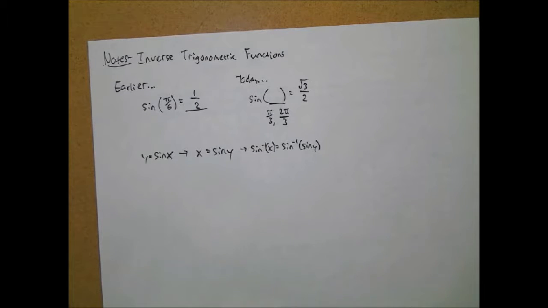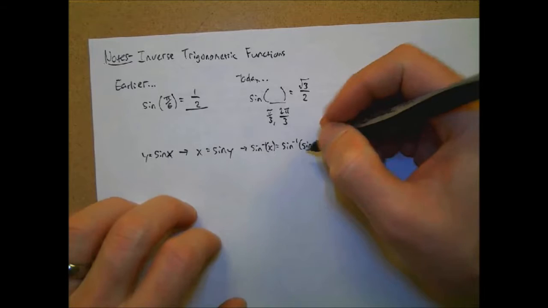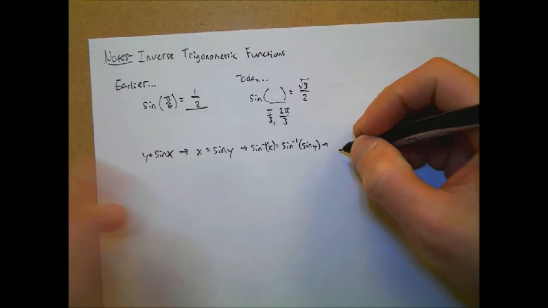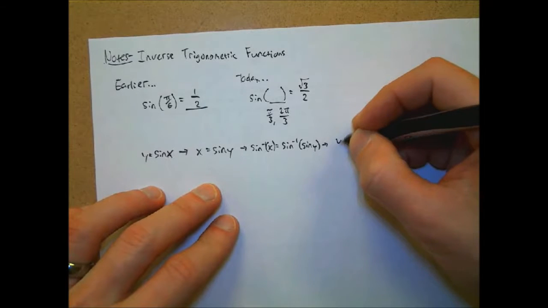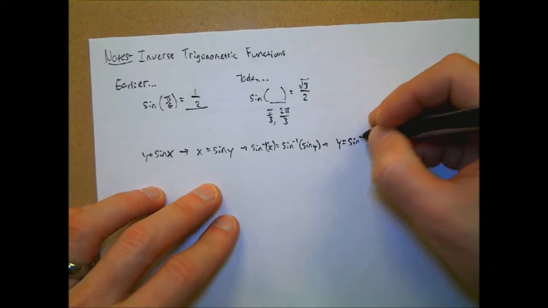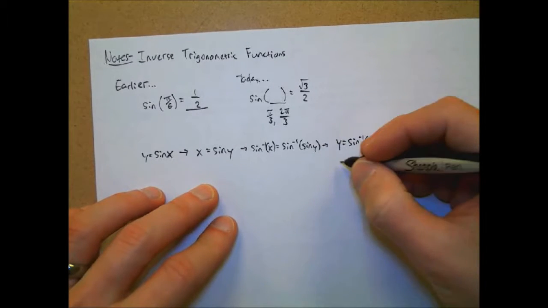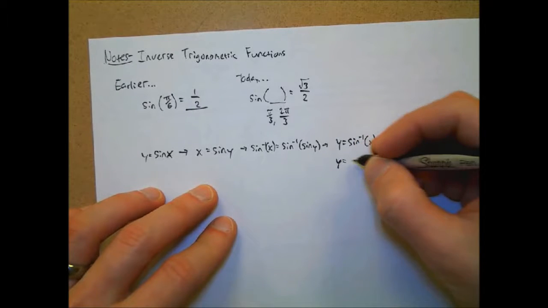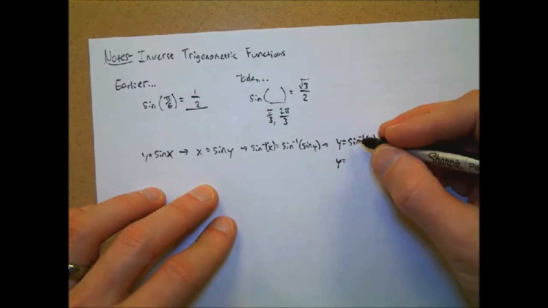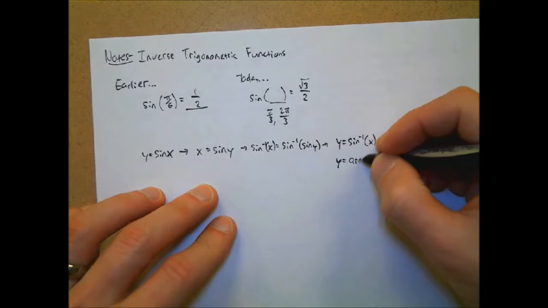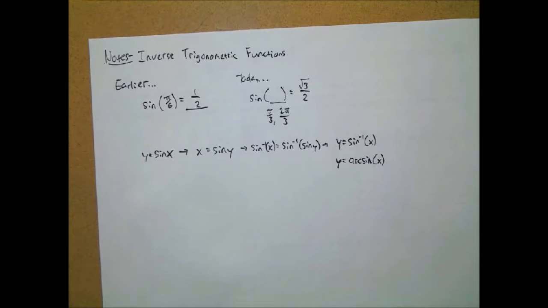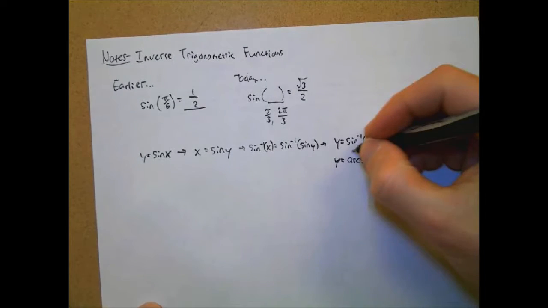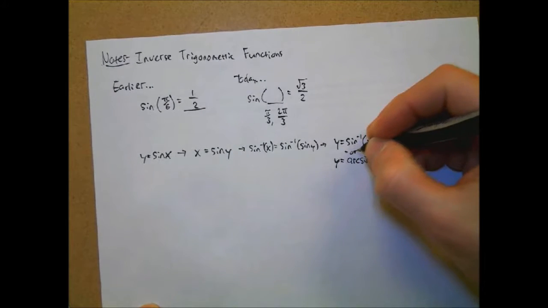Sine inverse of sine, they cancel out, because they're inverses of each other. So we're left with y equals the sine inverse of x. Or you might also see this as y equals the, you guys remember from geometry what the other way to write sine inverse is? Arc sine. Arc sine of x. They're the same thing.